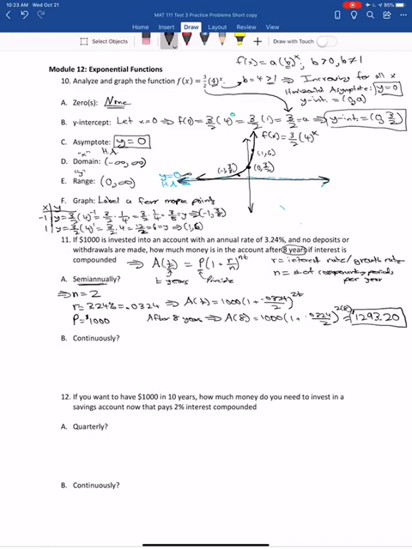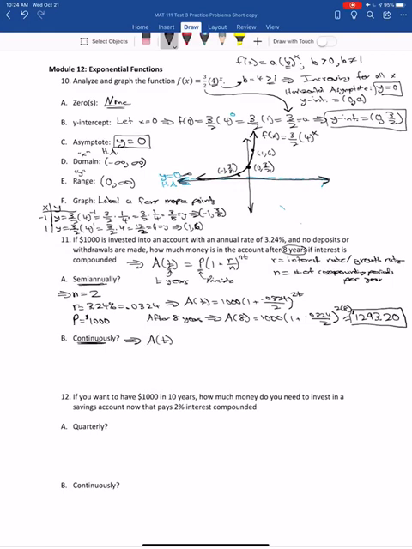Now Part B wants us to find the amount of money in 8 years if we compound it continuously. So now we're not looking at a set number of periods during a year. We're not looking at that. We're looking at a continuous model. Now a continuous model, that's our exponential model, base E.